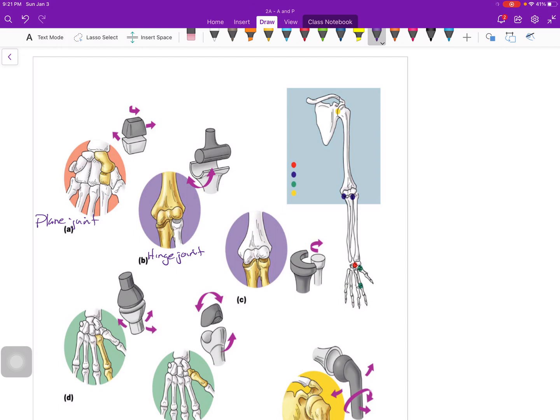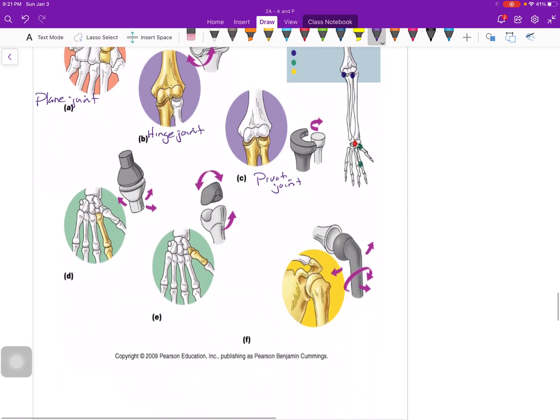Then we look at a pivot joint. Okay, and you pivot around. Followed by the condylar joint. Now, in the condylar joint, guys, you're looking at the metacarpal, and you're looking at the phalange.